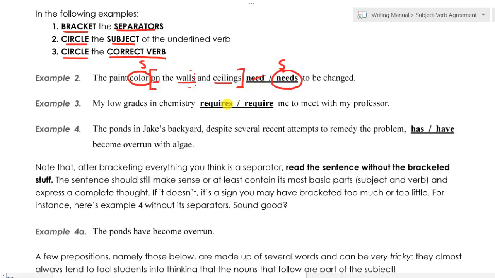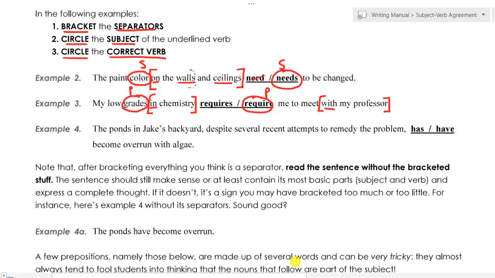Example number 3: my low grades in chemistry blank me to meet with my professor. So we have one prepositional phrase right here. It ends after chemistry. We have another prepositional phrase here that ends after professor. So we read the sentence again without those separators. My low grades blank me to meet. So grades, there's my subject. Grades, I would say grades require. We have a plural subject. We need a plural verb.